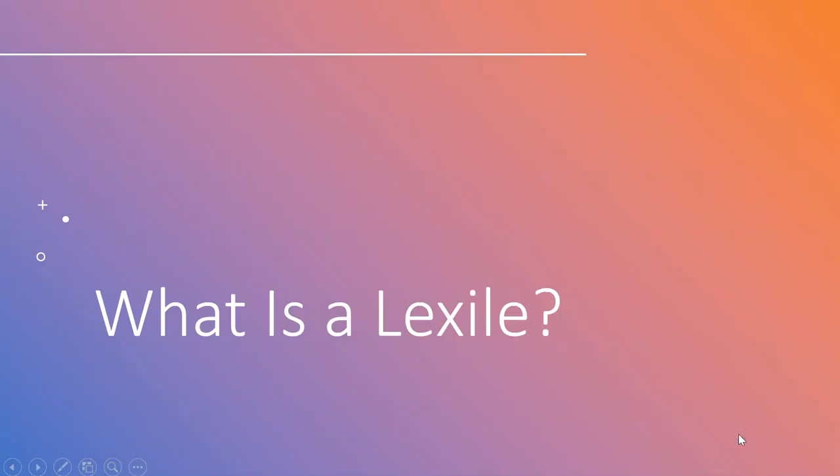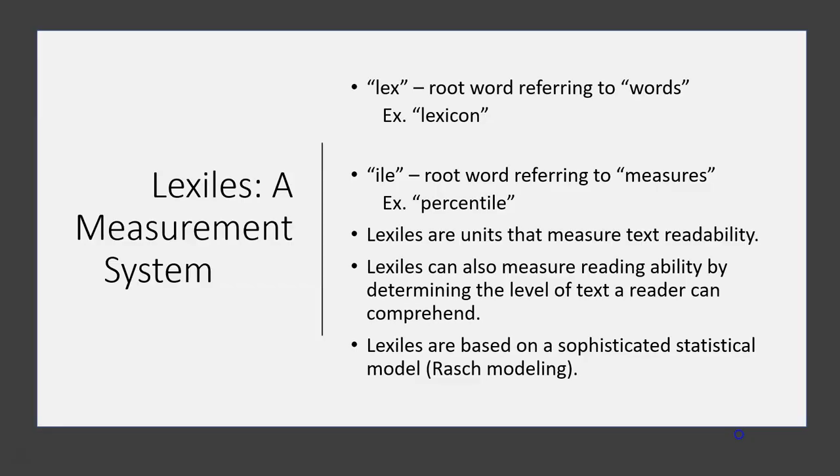To get started, what is a Lexile? Lexiles are units that measure text readability. They also measure reading ability by determining the level of text a reader can comprehend. So lex is referring to words, and ile is referring to measures.